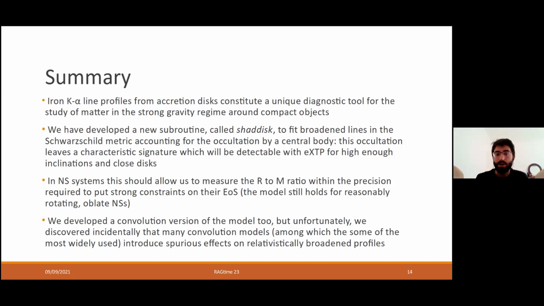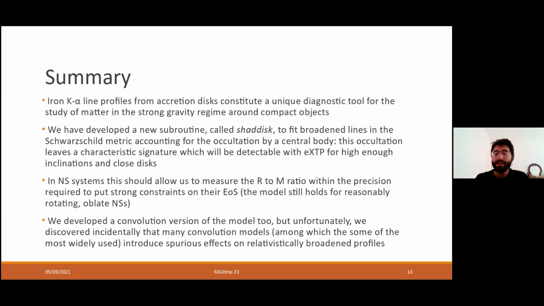black holes, which are actually a very important component of some models right now. And with our model, we found that we can actually measure the neutron star radius to mass ratio with the precision that is required to put strong constraints on the equation of state.